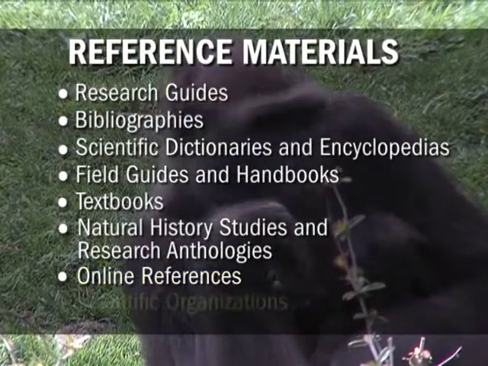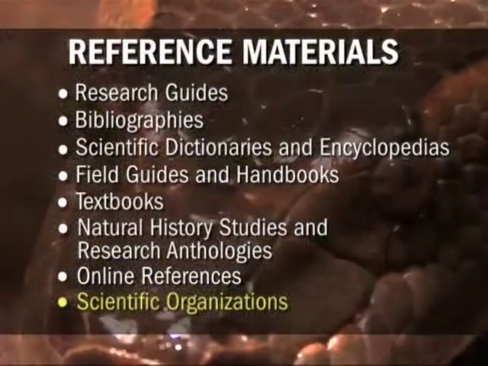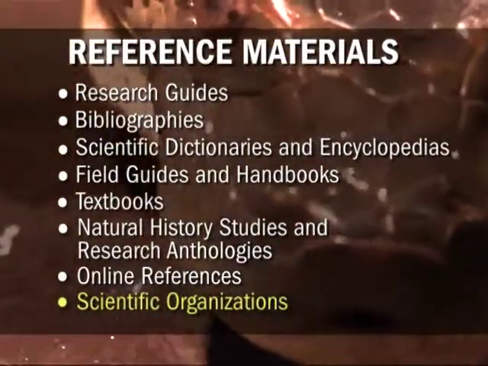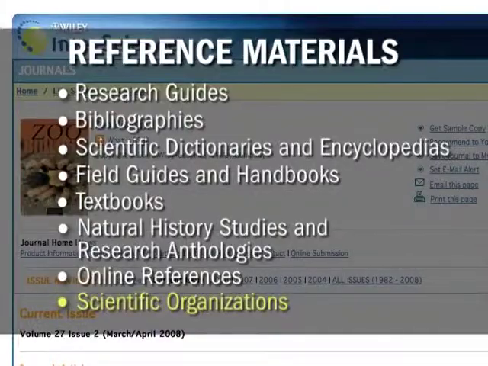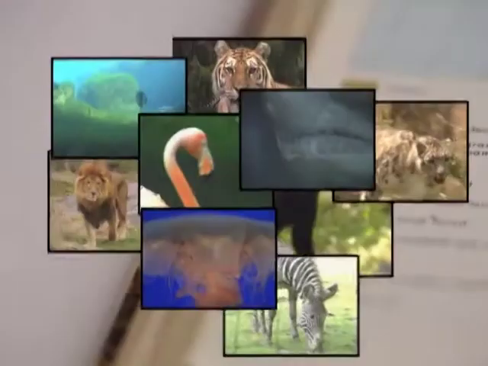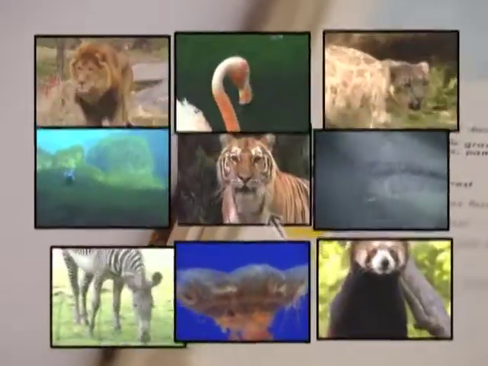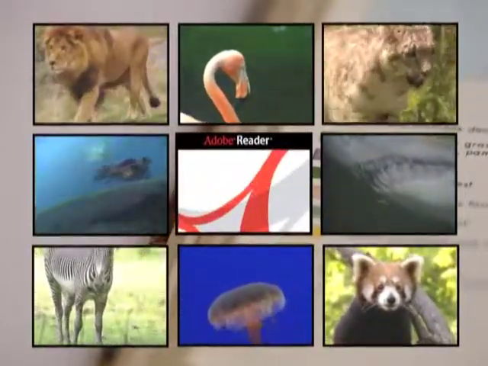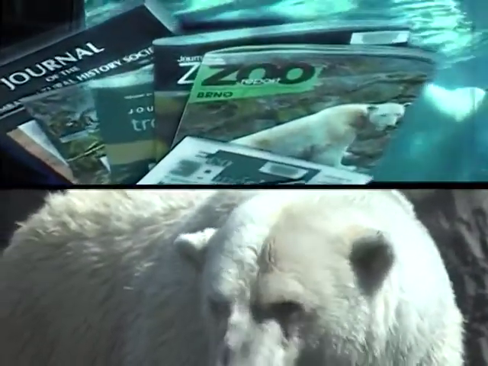Scientific societies and organizations dedicated to animal behavior or to groups of animals such as insects or amphibians can be an excellent source of information about your topic. For examples of specific animal behavior reference materials and links to established and reliable online references, refer to the PDF for this chapter. Researchers keep current in their field by reading primary literature.